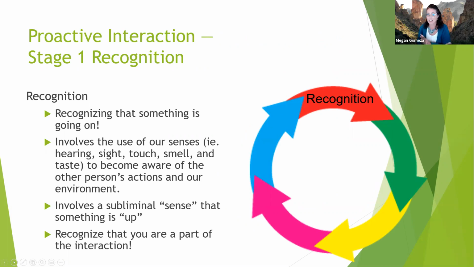So proactive interaction, stage 1 is recognition. That is recognition that something is going on, that a trigger is present in their environment. It really uses all of our senses to become aware of how the other person's actions may be fitting into our environment. It also is just this gut subliminal sense that something is up. We react to foreign things in our environment, or we react to surprises in our environment. And so sometimes it's a surprise for both the client and you that something is happening, right?